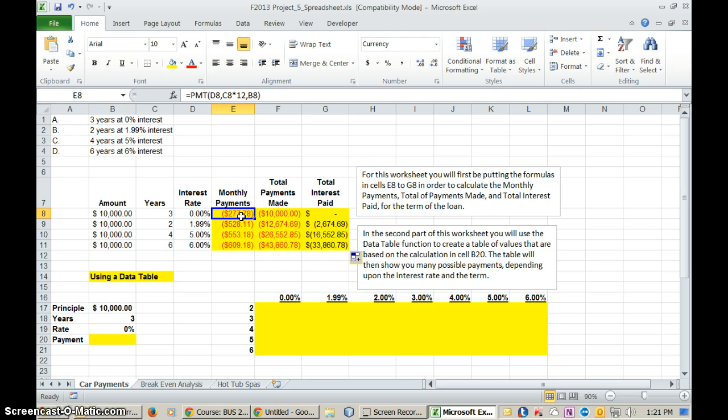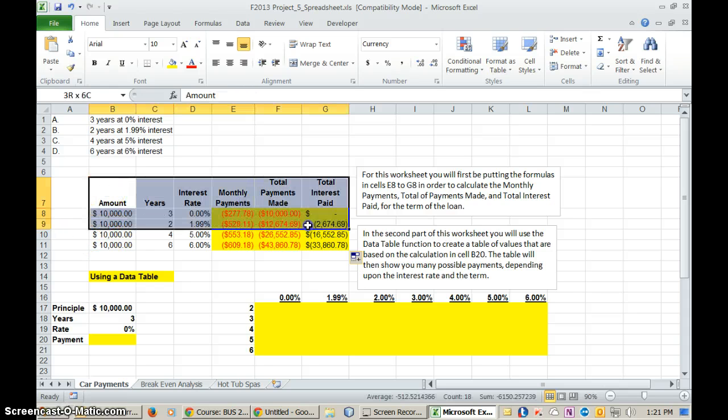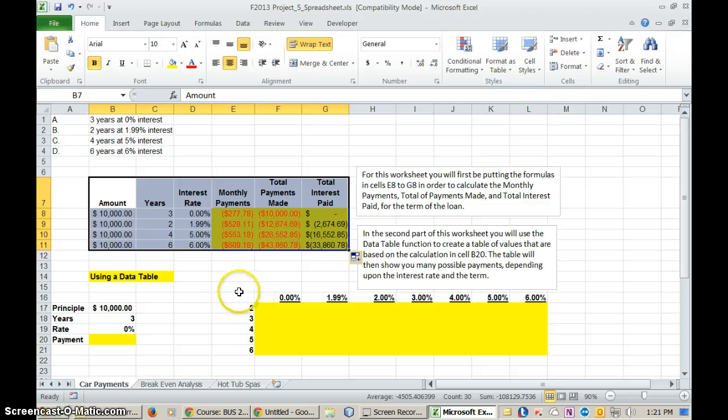So the PMT function is a great way to calculate monthly payments. The only restriction is that we really only have answers for 4 things. That's why using a data table down here will give you more answers. The data table is basically a matrix of 7 columns and 5 rows, so 35 answers that we can get in here versus the 4 that we have up here.